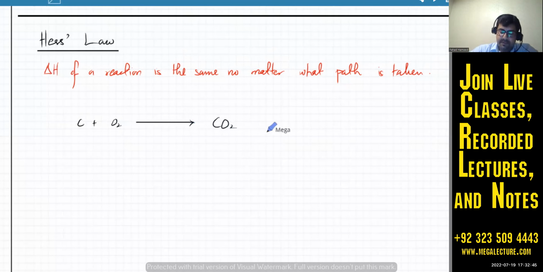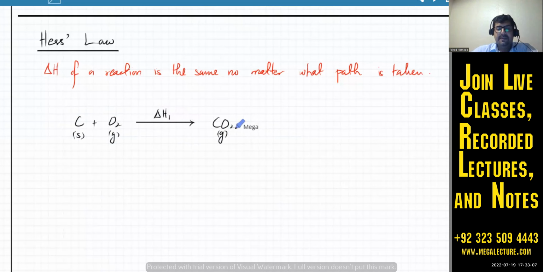Okay, so you got carbon burning with O2 and they end up producing CO2. And carbon is a solid, oxygen is a gas. Okay, make sure you be careful with the states whenever you do anything. And this reaction has a certain enthalpy change. It's going to be exothermic. Let's call it delta H1.